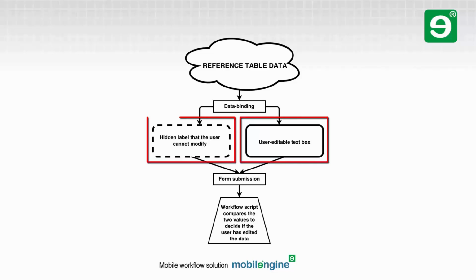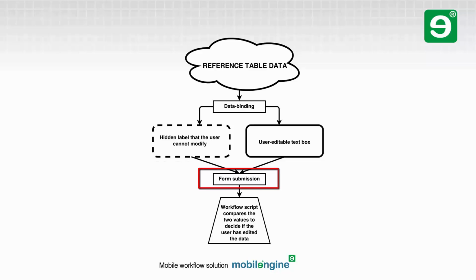The text boxes and labels start out with the same values, but the user can edit the values in the text boxes and the dropdown and not the values in the labels. When the user submits the form, your server-side script will be able to compare the values in the user-editable controls with the non-editable values, and only update the rows that the user actually modified.